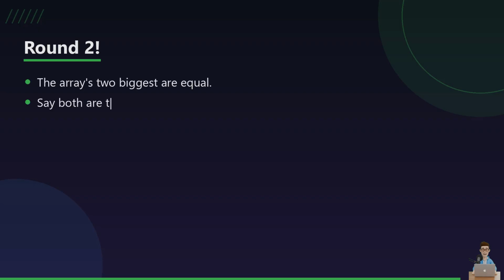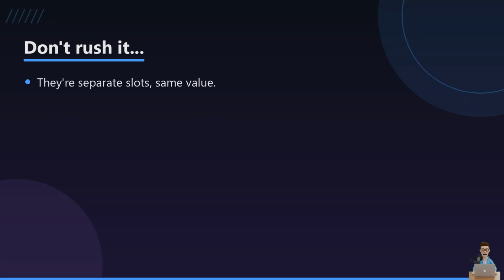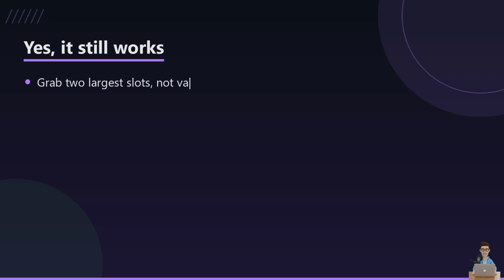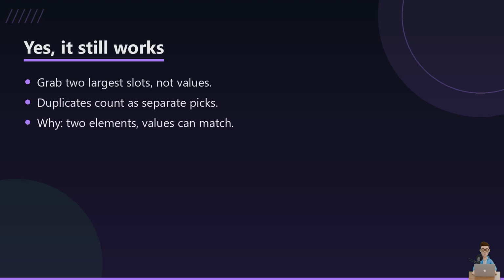What if your two largest numbers are the same value? Pause and decide if the trick still holds. Two equal numbers still sit in two different positions. It works fine because we pick two positions, not two distinct values. Equal maxes just fill both top slots.